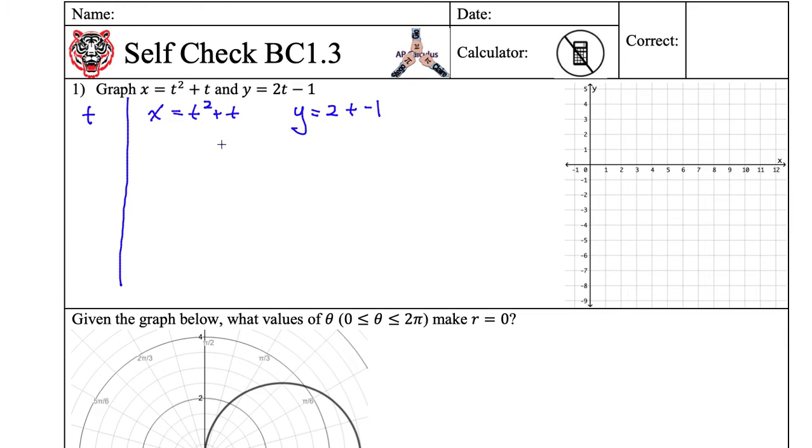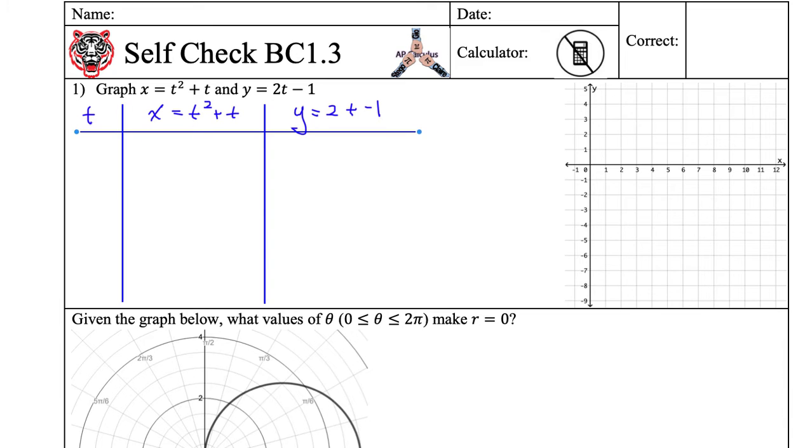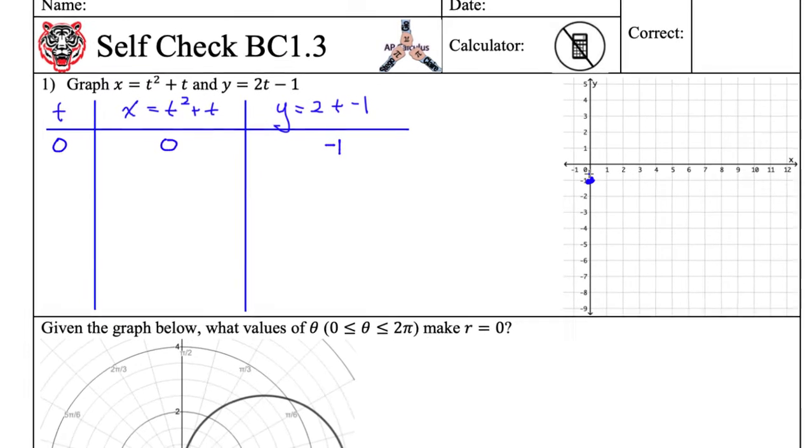So for this parametric equation, I guess I can make my lines slightly nicer. Again, just kind of choose a value. I'm going to choose 0 for my first t and see what happens. If I choose 0, 0 plus 0 is 0. 0 minus 1 is negative 1. So 0, negative 1. There's my first point. I can zoom in here just a tad more.